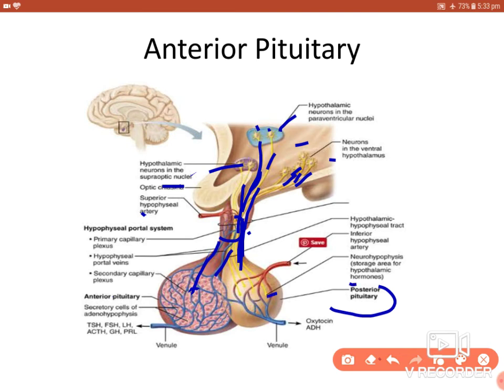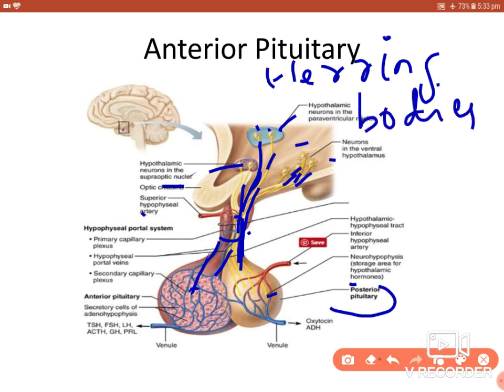That region is the herring bodies. These axons consist of secretory vesicles. The secretions reach the posterior pituitary, get stored in the herring bodies, and are released into this capillary plexus. From there, it goes to the venules, then to the systemic circulation.